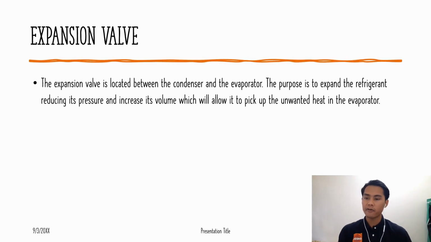The next one is the expansion valve. The expansion valve is located after the condenser, between the condenser and the evaporator. Its purpose is to expand the refrigerant, reducing its pressure and increasing its volume, which allows it to pick up the unwanted heat in the evaporator.